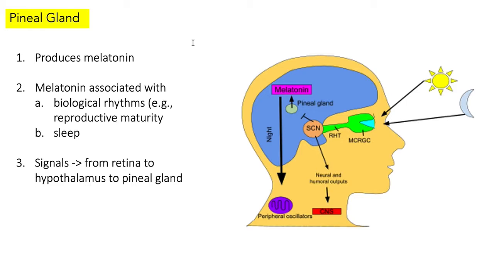This is the pineal gland's role. It produces a compound called melatonin. Melatonin is associated with biological rhythms and sleep. Signals from the retina are fed to the hypothalamus, which then communicates with the pineal gland, which then releases melatonin. So this involves both the endocrine system and the nervous system and the circuitry.